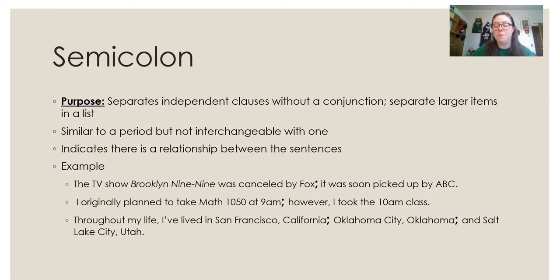Maybe I am writing a piece on how it was a good opportunity for ABC, or maybe I'm talking about how it was a bad decision for Fox to cancel Brooklyn Nine-Nine. And so by having that semicolon there, rather than making these two independent clauses their own sentences, but rather by joining them with a semicolon, I'm indicating to the reader, hey, there's a meaning behind the relationship between these two sentences. And probably in your text that follows, you'd unpack that relationship.